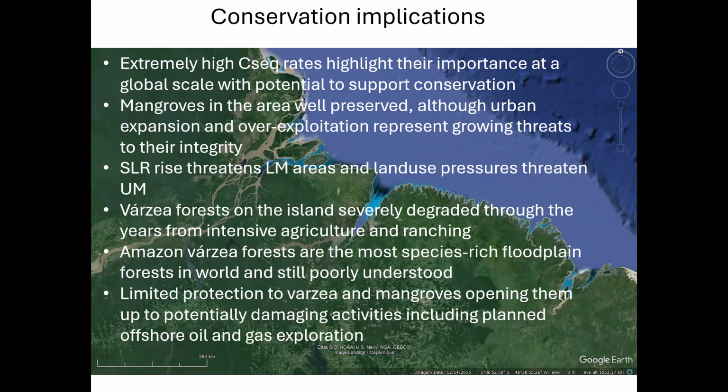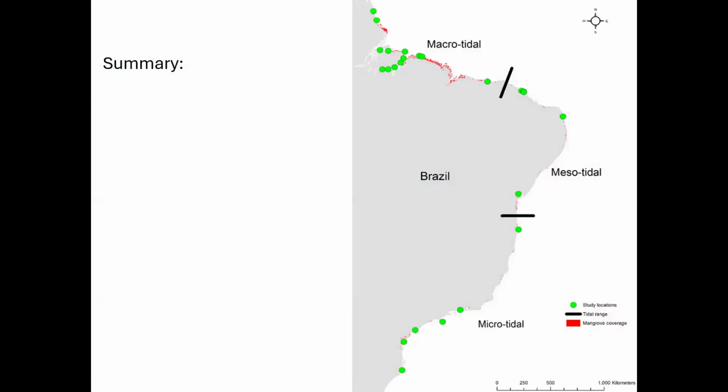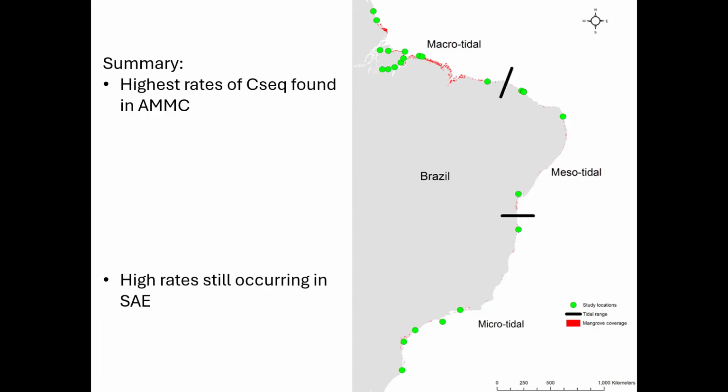There's limited protection to Varzian mangroves in that region, and opening them up to potentially damaging activities, including planned offshore oil and gas exploration, could have that strong kind of impact on their ability to perform those vital ecosystem services. So from a summary perspective of all of those sites, first off, the highest rates of carbon sequestration of any studies that I've found are found in the Amazon macrotidal mangrove coast.